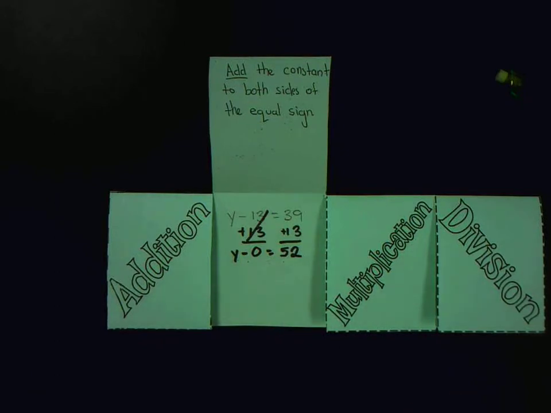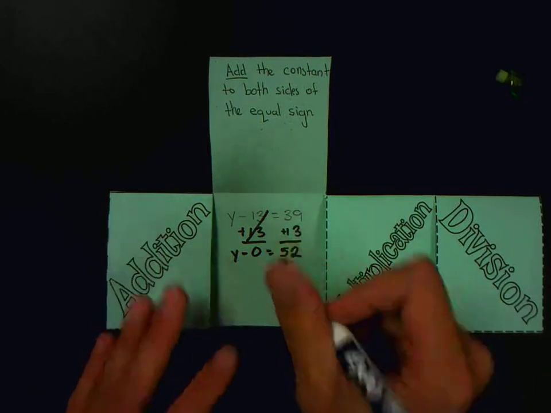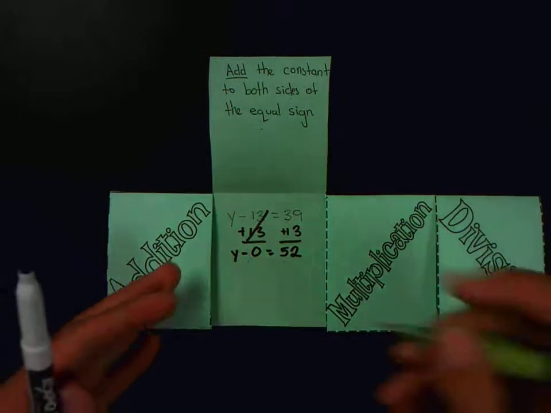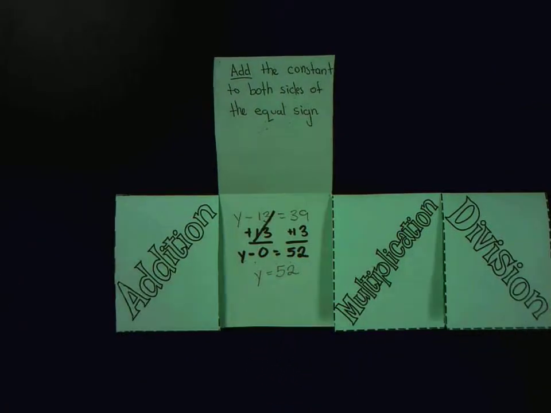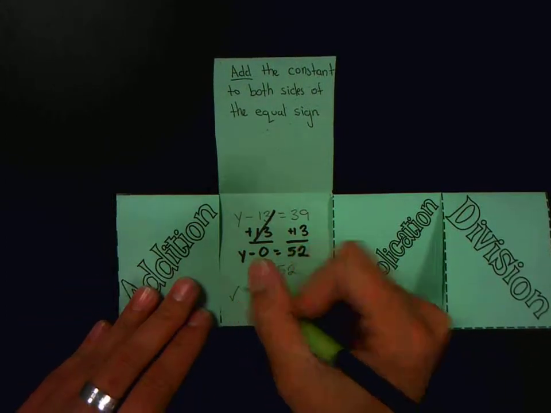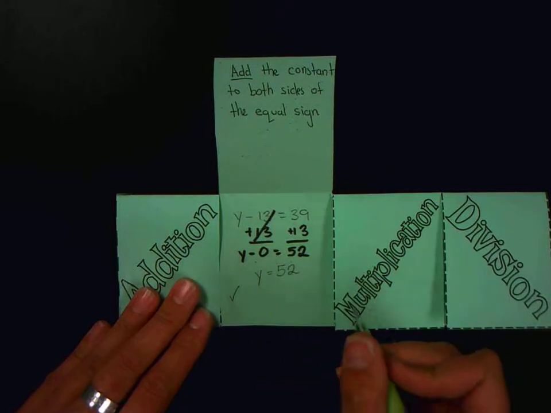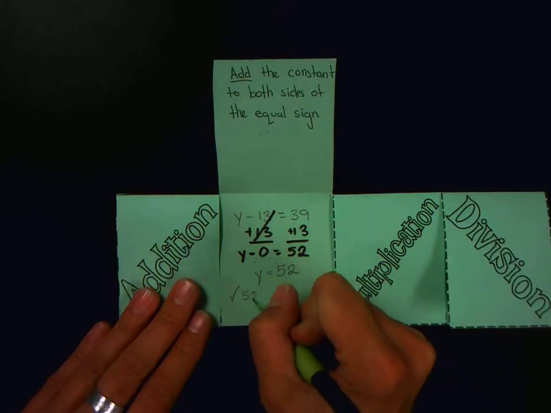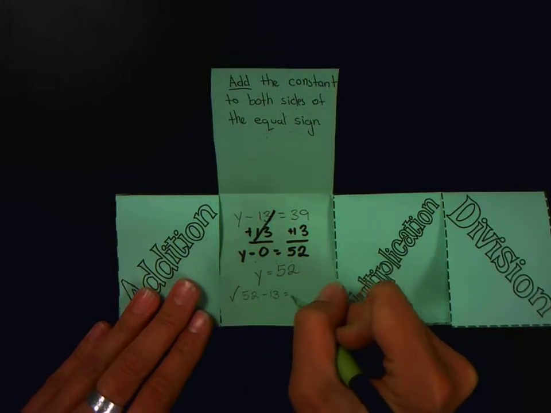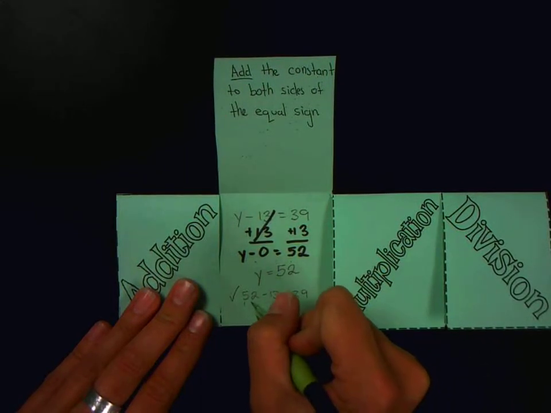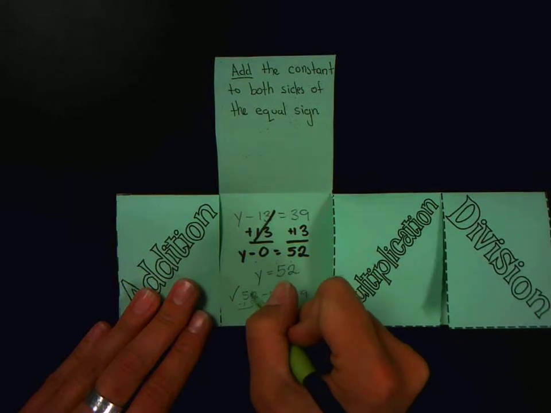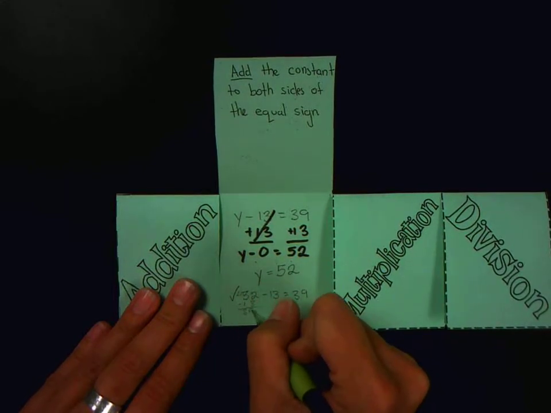So we have y equals 52. And again, we're not done there. We definitely want to check our work. So when we check our work, I'm going to plug in 52 for y at the top. So we have 52 minus 13 equals 39. Let's see if that's true. When I do subtraction here, I'm going to have to borrow. So we do get 39 equals 39. Is that a true statement? Absolutely. So we put a check mark.